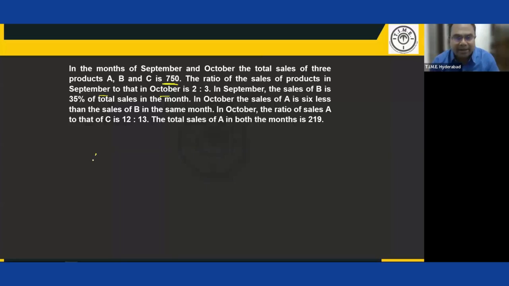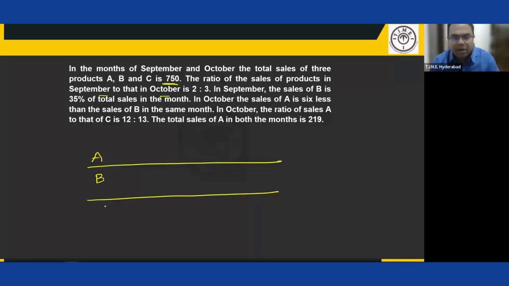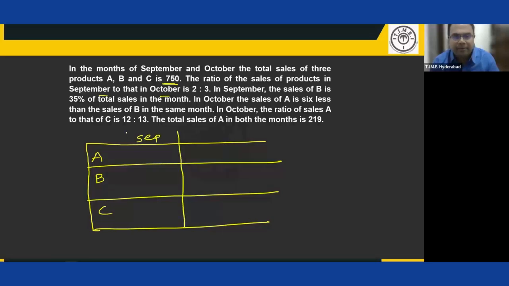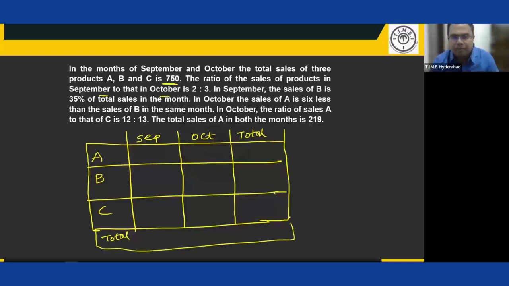I'll put it like this: A, B, C. I know that there are 3 different products. He's talking about 2 different months: September and October. I'll take a total here, row wise total and column wise total additionally. Once you read the data, you will get this kind of structure.